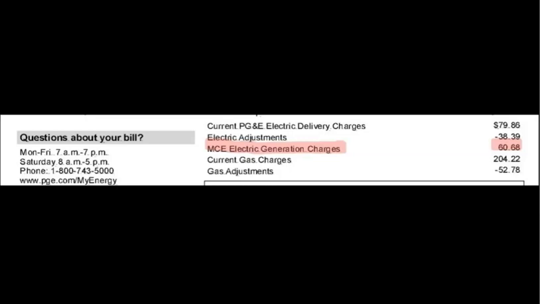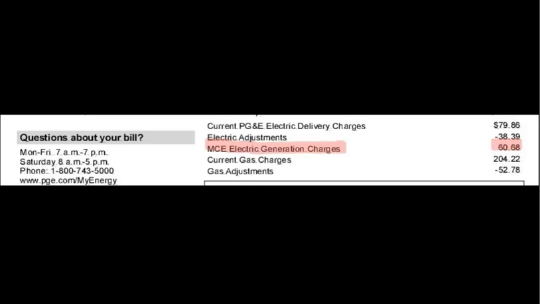I've explained this in several videos. If you want to go back and reference those, I'm going to move quickly on this one. Basically, there's two services that PG&E in this case is providing you: the purchasing of your natural gas and the delivery of that natural gas. So they don't separate those two charges, they put those two together, and that's why you see current gas charges of $204.22.